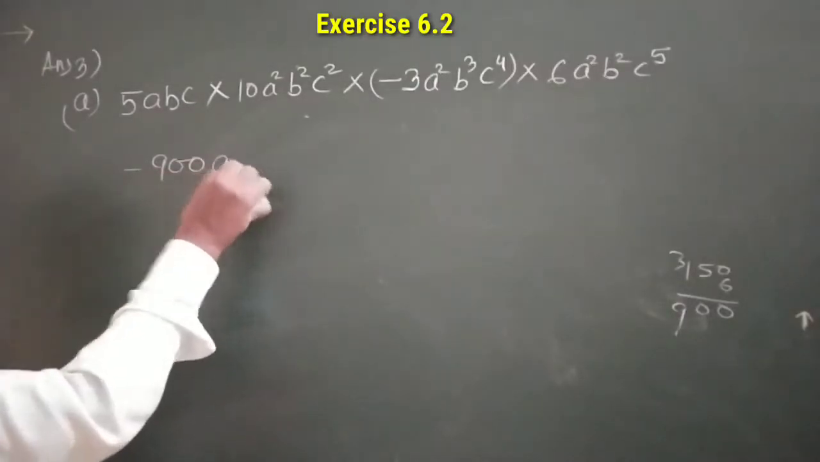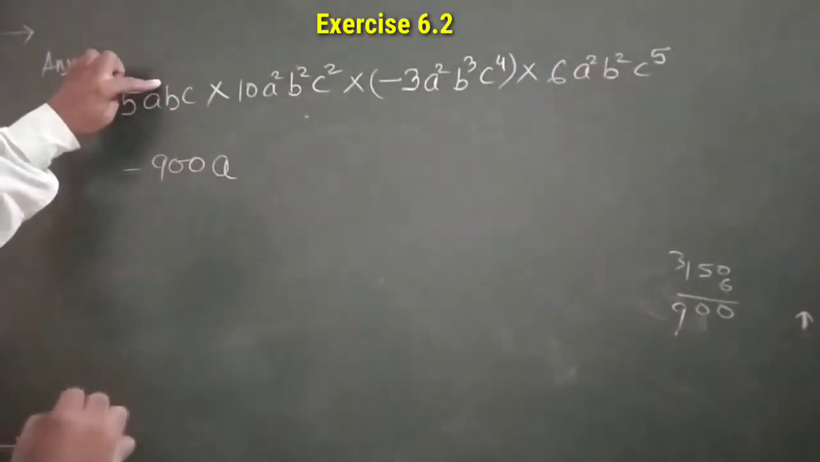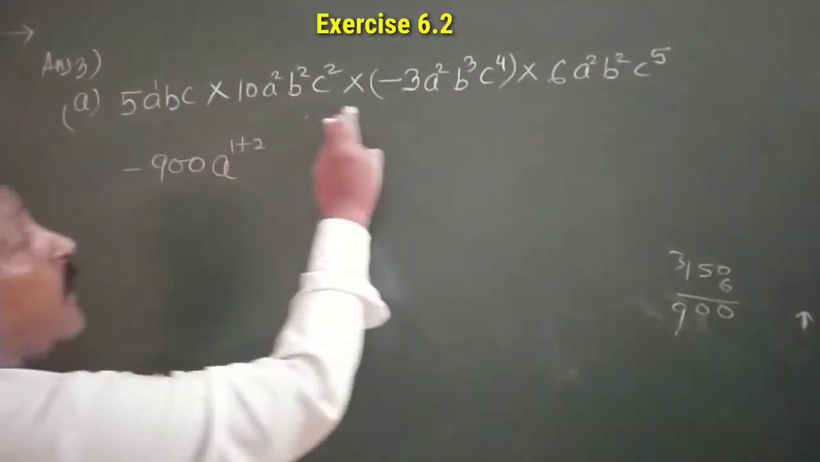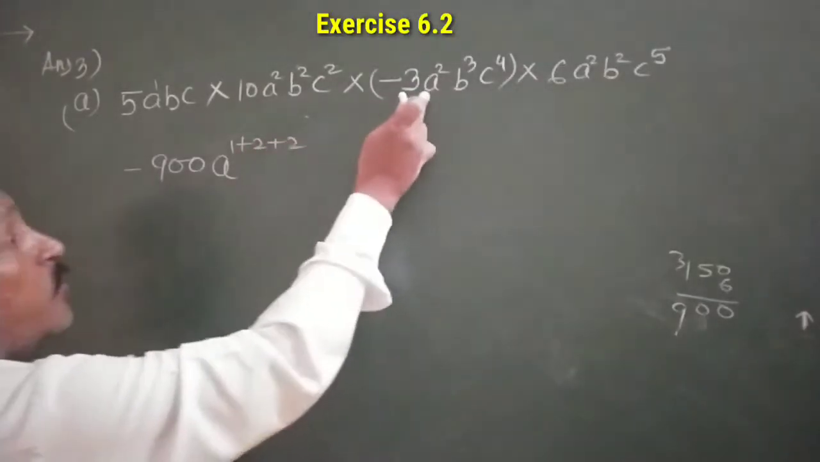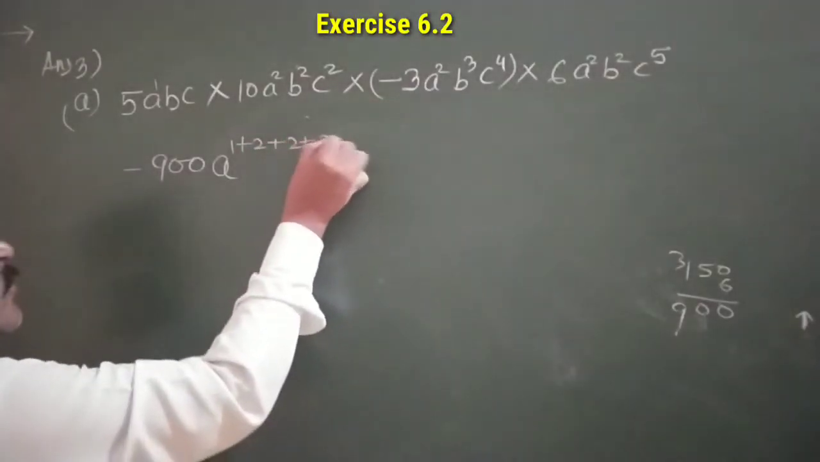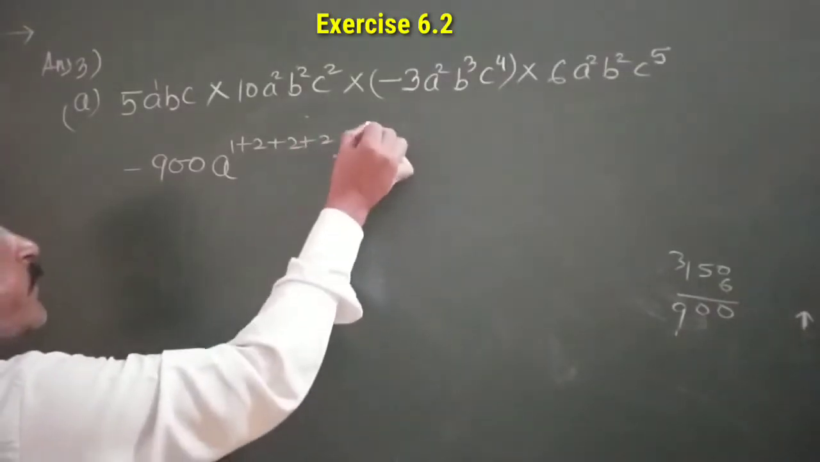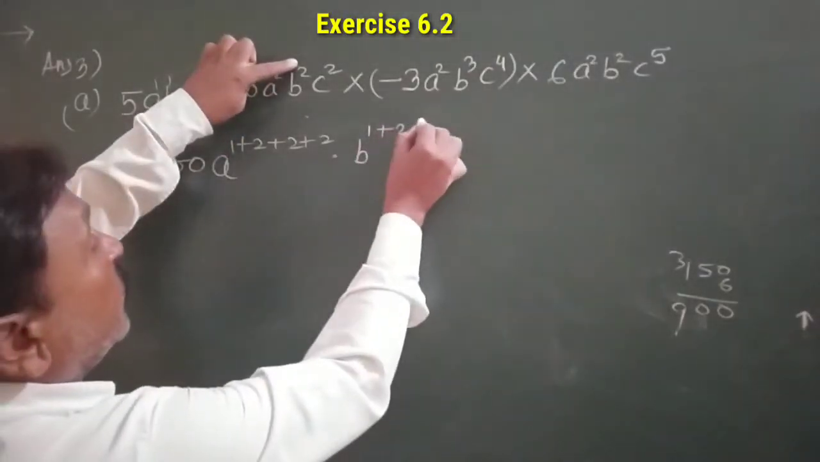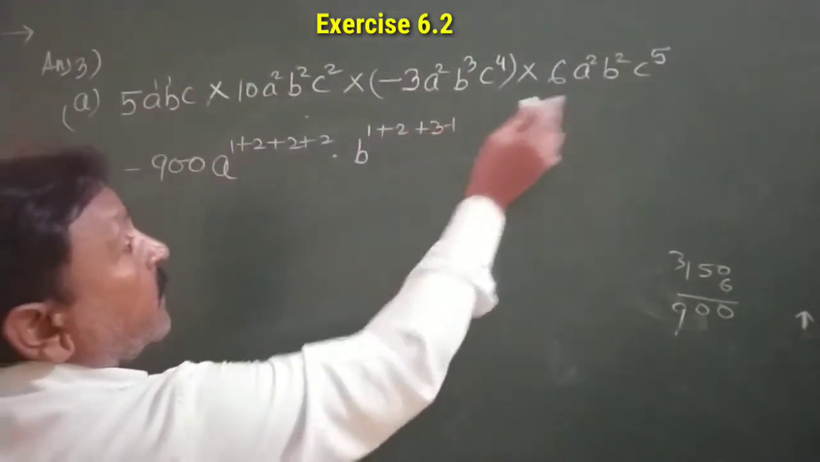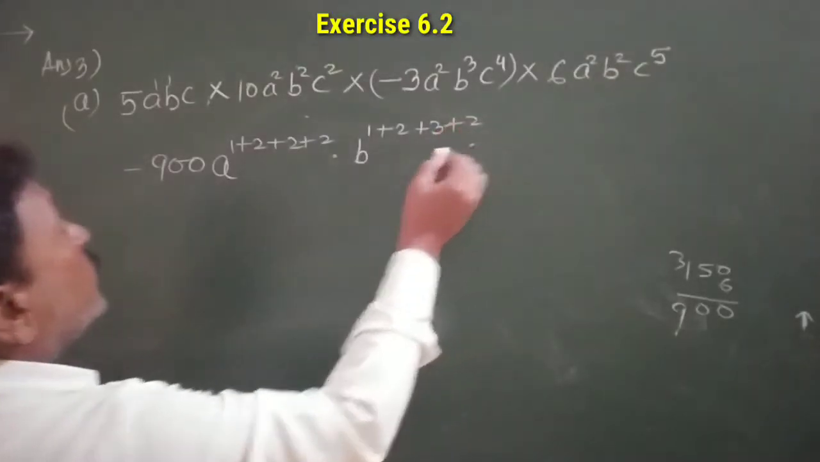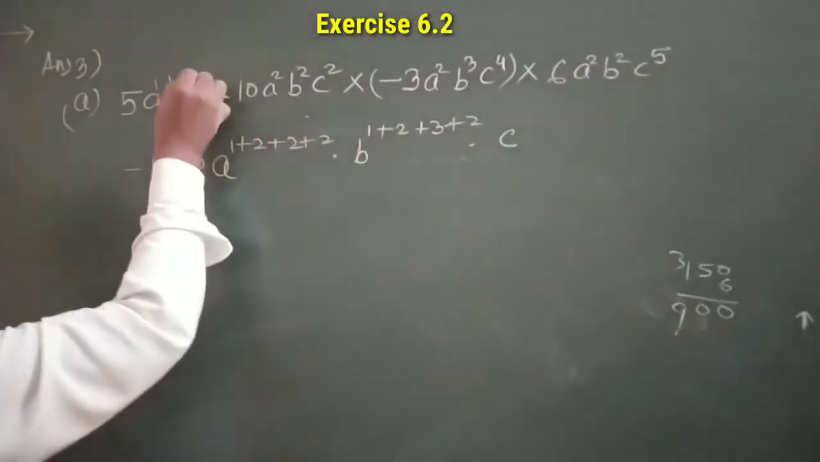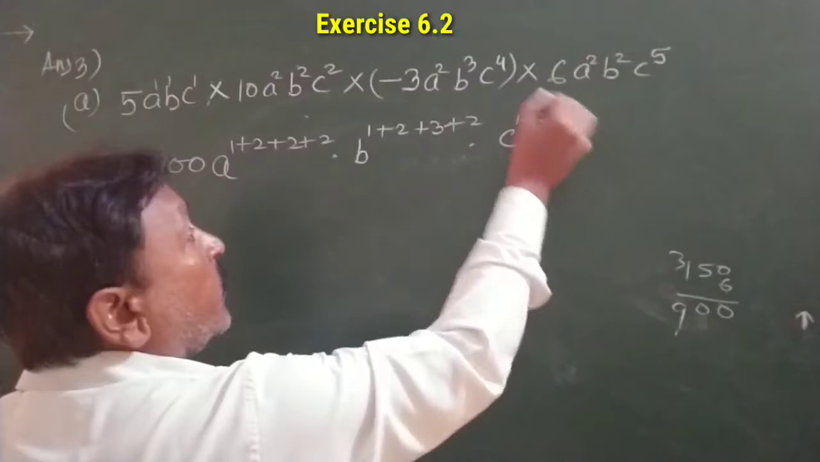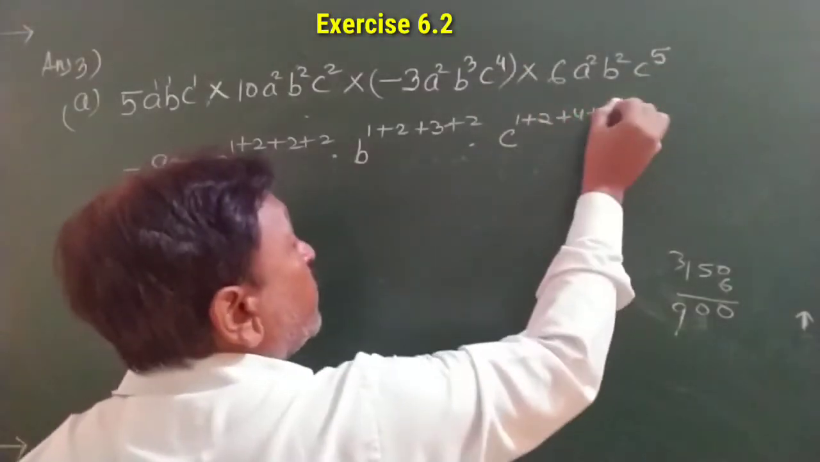Now see A. How many A are here? 1, 2. 1 plus 2. Again here also plus 2. Here also plus 2. Okay. Into B. 1 plus here 2. Here 3. Here 2. Into C. Here the exponent is 1. 1 plus 2 plus 4 plus 5.